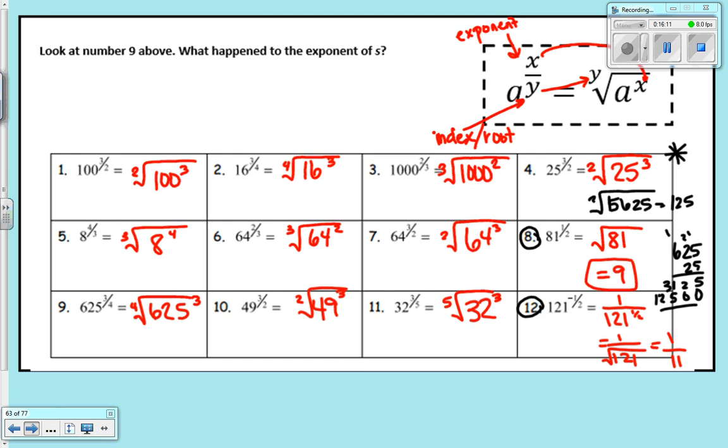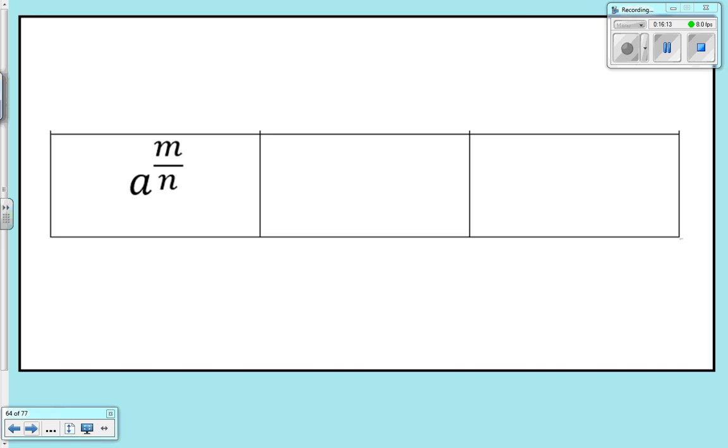Okay, we're almost done. The blue cover of your notes packet has this as the very last row of the laws summaries. And this is what we just discovered today. So when you have a to the m over n, that is the same as a to the m to the nth radical, okay? Maybe that's a square root, maybe it's a cube root, maybe it's a fourth root, we don't know. But the n, again, represents the index, and the m is the exponent.